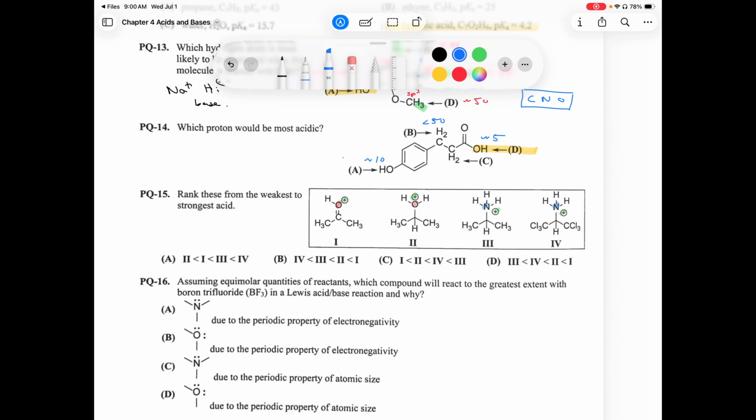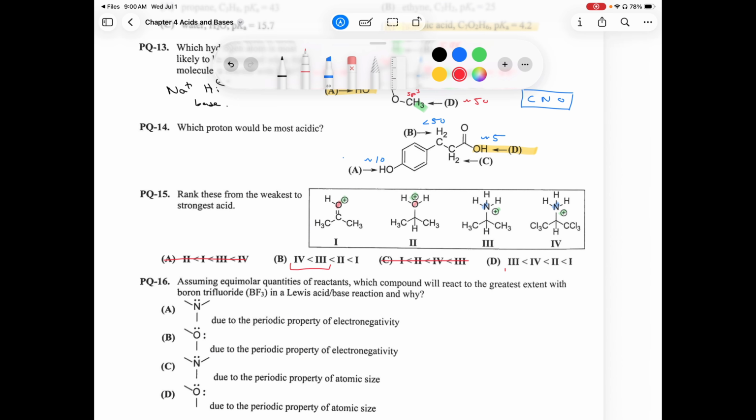nitrogen, well, the ones that have the positive charge on the oxygen are going to be stronger acids because oxygen is more electronegative than nitrogen. Therefore, it's less able to stabilize that positive charge. And therefore, 3 and 4 are going to be the weaker of the acids. So right away, we can cross out answers A and C because they put 1 and 2 as the weaker acids. So between B and D, which one is a weaker or stronger acid?